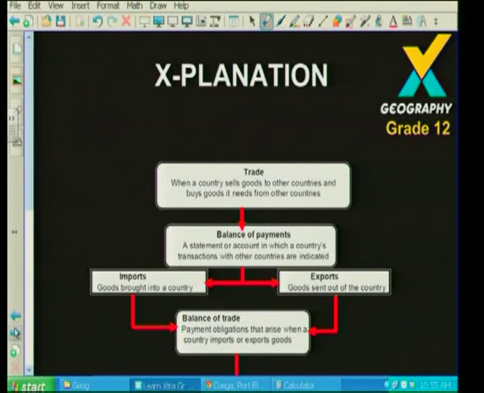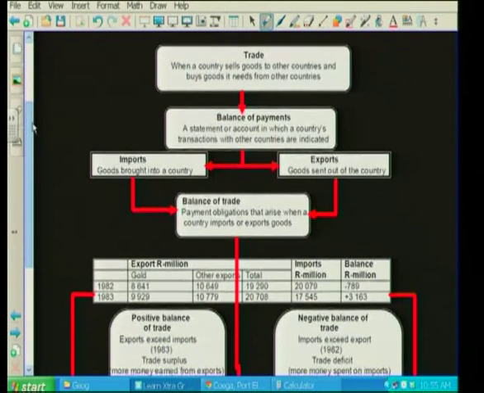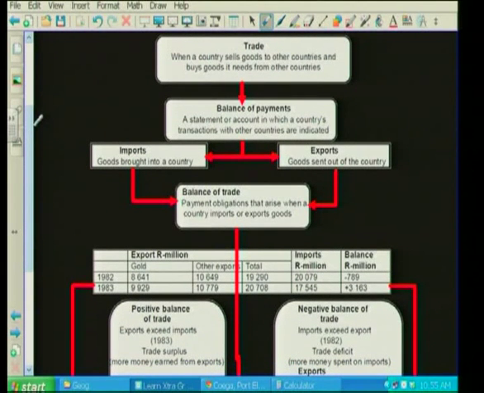Right, here's the summary that I was talking about earlier, this nice flow diagram. If we start at the top there, trade is when a country sells goods to other countries and buys goods it needs from other countries. Remember, South Africa doesn't do everything in our economy. We don't have the minerals or the resources that we want, so we buy that from other countries to make all sorts of products or goods. On the other hand, we've got stuff the world doesn't have, like gold and diamonds and all those sorts of minerals, and so we sell those and make money.